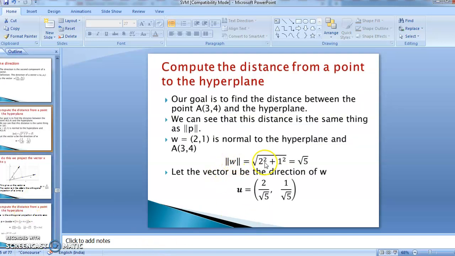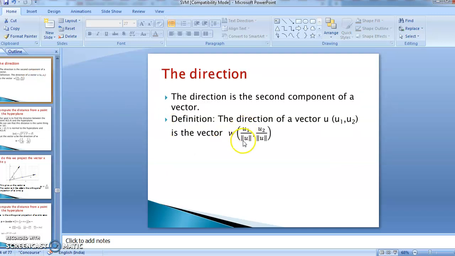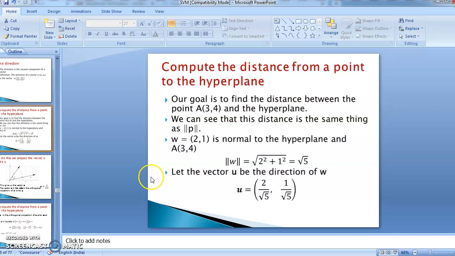The magnitude of the vector w is 2 square plus 1 square, so that is the square root of 5, and you are going to decide its direction. Using the formula x divided by magnitude, y divided by magnitude, you will find the direction. We have assumed that u is the direction of the vector w. So 2 divided by root 5, where 2 is the value of x, and 1 divided by root 5, where 1 is the value of y, is nothing but the direction of the vector w.